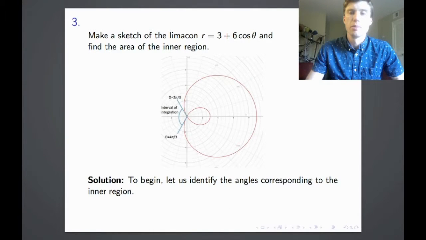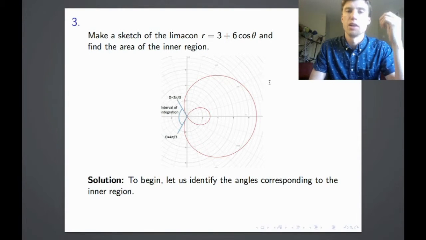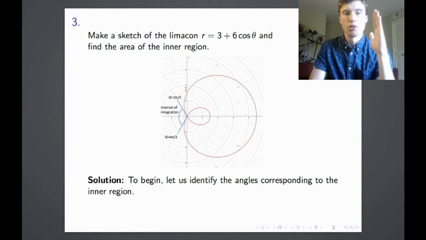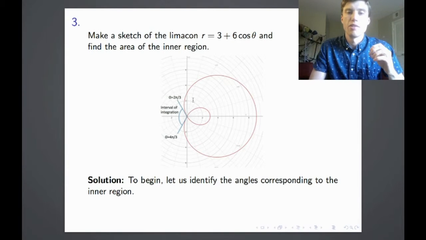I used a computer program to come up with this sketch, but here's how you can find a sketch without using a program. What you should do is find the value of the limaçon at 4 key angles. So the angles you're interested in are going to be 0, pi over 2, pi, and 3 pi over 2. Once you have found the value of the limaçon at these angles, you can use your knowledge of the general shape of the limaçon to approximate the remainder of the shape.